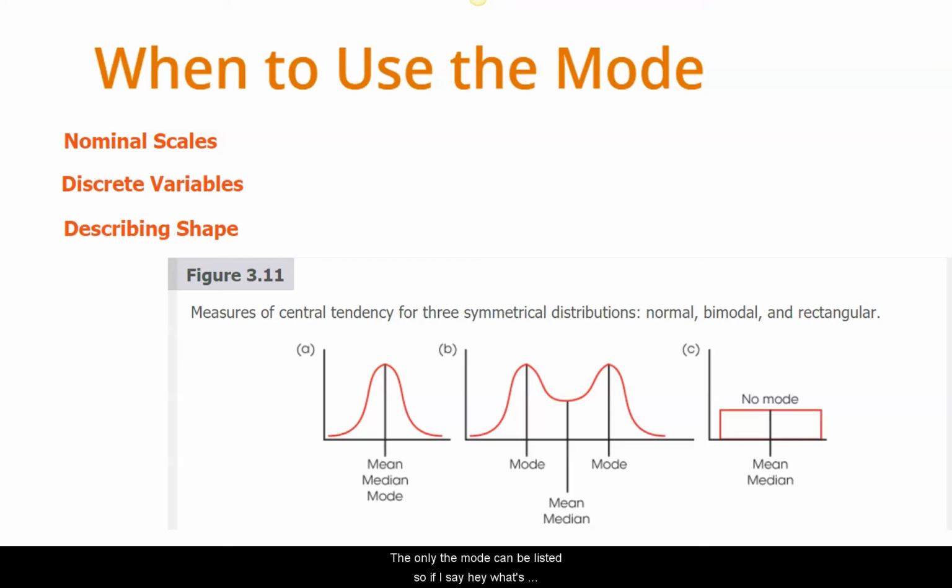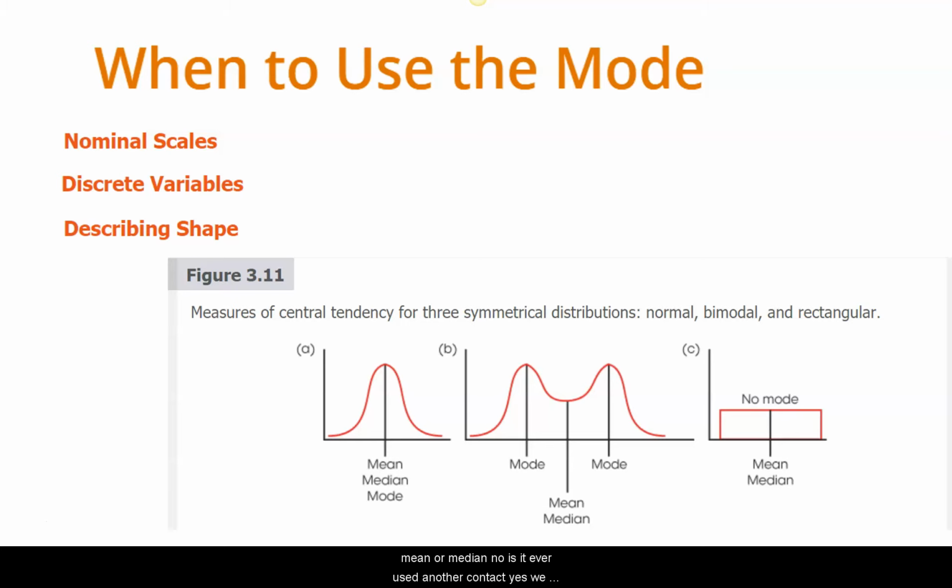But one thing to keep in mind is when you have a nominal scale, the mode can be listed. So if I say, hey, what's your favorite restaurant? For whom did you vote? Which is an invasive question. Or something along those lines. I can only report the mode. It's impossible to report a mean or a median.